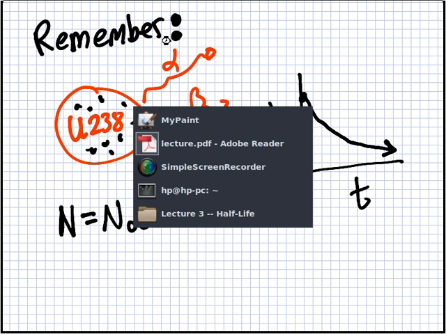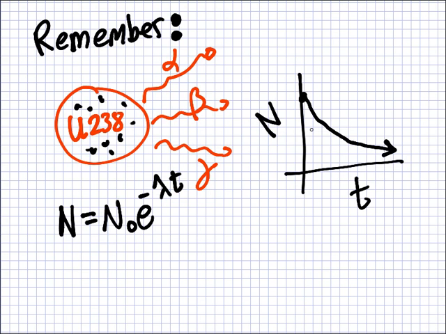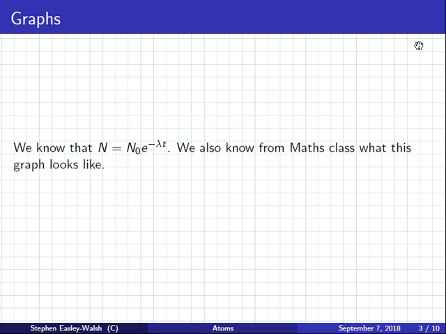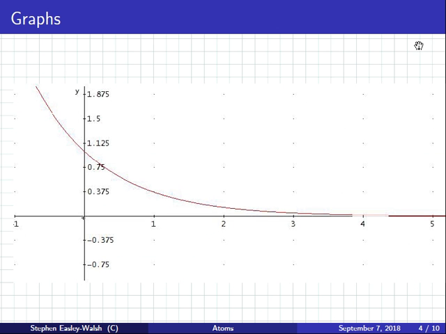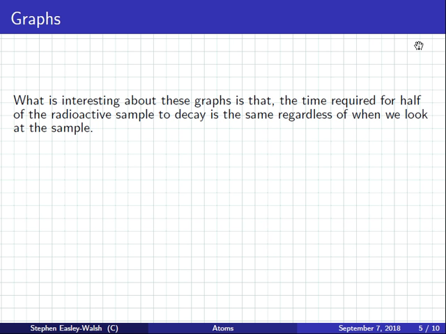Yeah. So all we've been saying so far is, remember we have this formula from radiation: N is N0 e to the minus lambda t. And we also know from maths class what this graph looks like. It looks like this. This is the graph for N is N0 e to the minus lambda t. It's decreasing exponentially. There's a picture of it there. So what's interesting about this graph is that the time required for half the sample to decay is the same regardless of when we look at the sample. Let me explain.